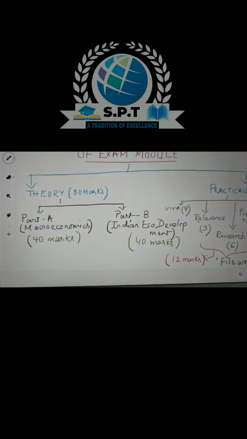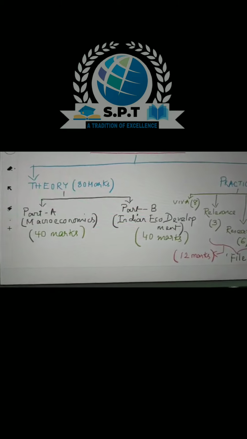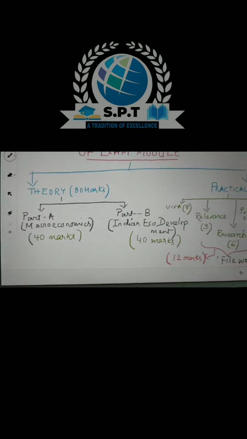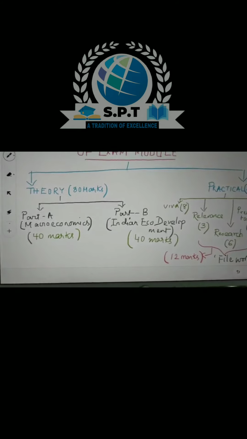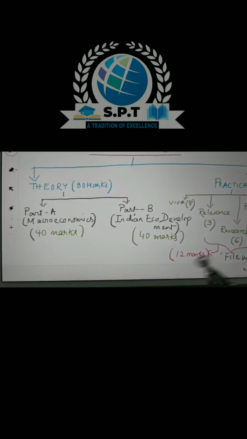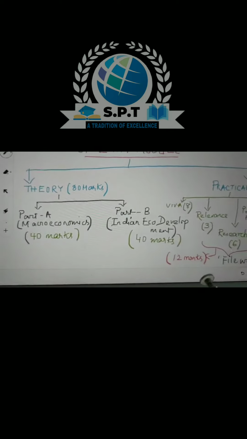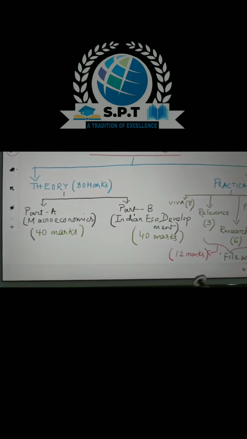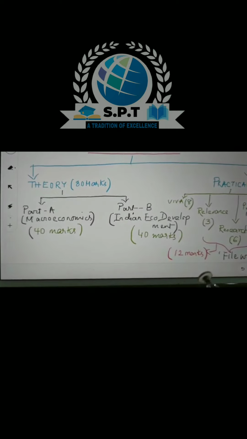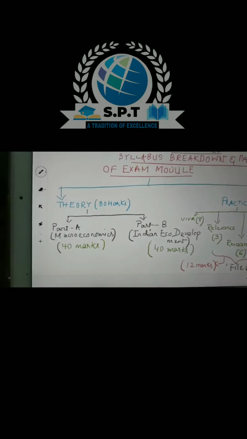So coming back to the theory part of 80 marks once more, as you can see very well, this is divided into equal parts of 40 marks for part A, macroeconomics, and part B, Indian economic development. Now let us see what part A, macroeconomics of 40 marks, needs to provide us.